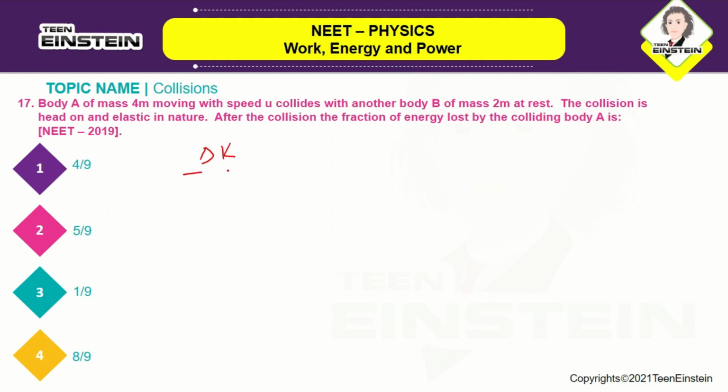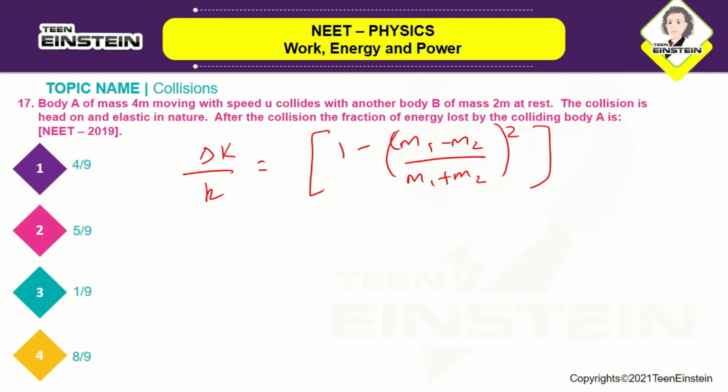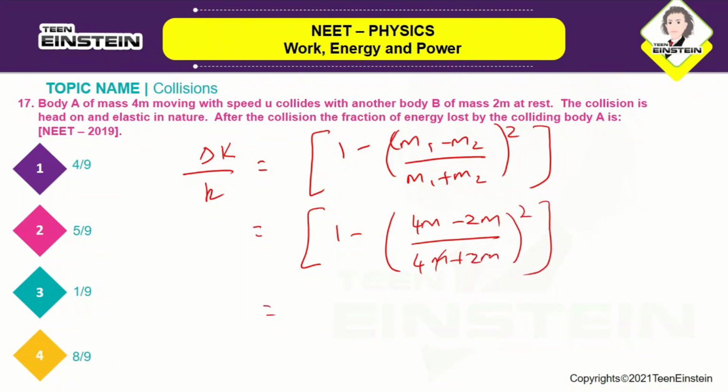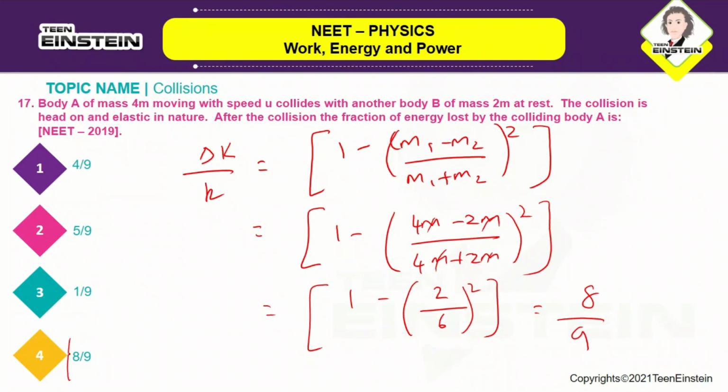Which is given by delta K by K is equal to 1 minus the whole square of (m1 minus m2) by (m1 plus m2). Here they have given the masses as 4m and 2m, so m1 is 4m and m2 is 2m. So 1 minus (4m minus 2m) by (4m plus 2m) the whole square. The m will cancel, and 4 minus 2 is 2 and 4 plus 2 is 6, so this becomes 1 minus (2 by 6) the whole square. If you solve this, you will get 8 by 9. So after the collision, the fraction of energy lost by the colliding body is 8 by 9. The correct answer is option number 4.